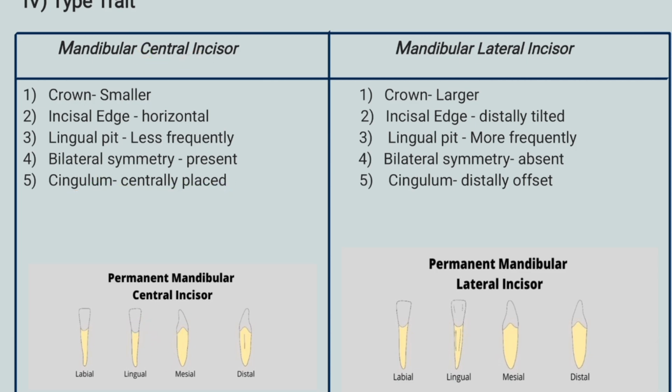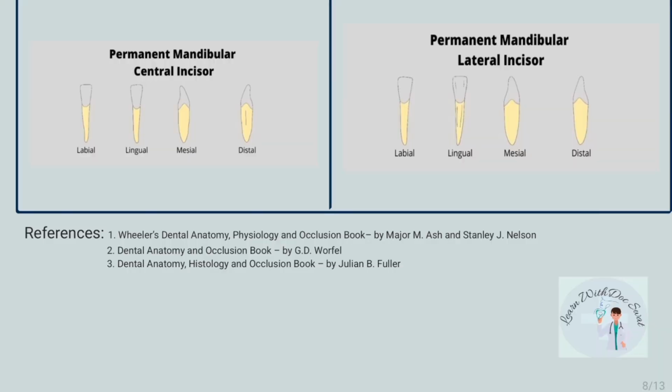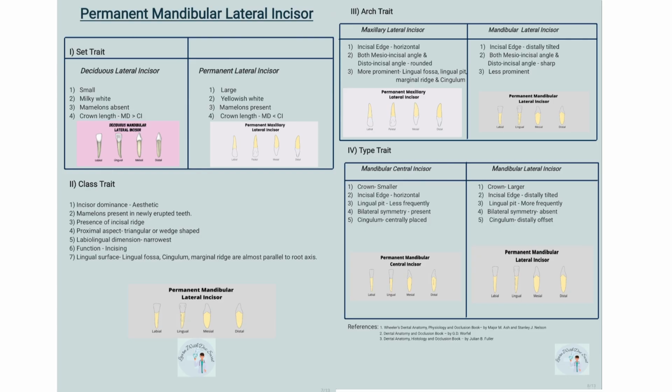So these were the important exam-oriented traits of permanent mandibular lateral incisor. Remember, in your practical exam, you should write maximum 3 points for each trait to save time. You can take snapshot of it.